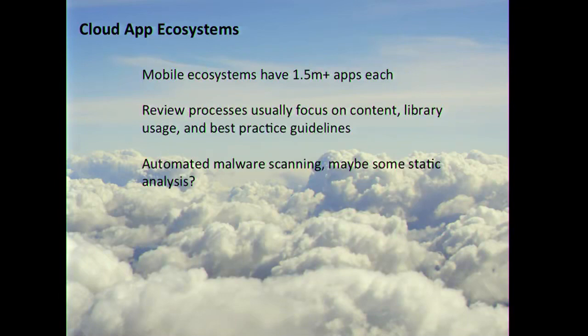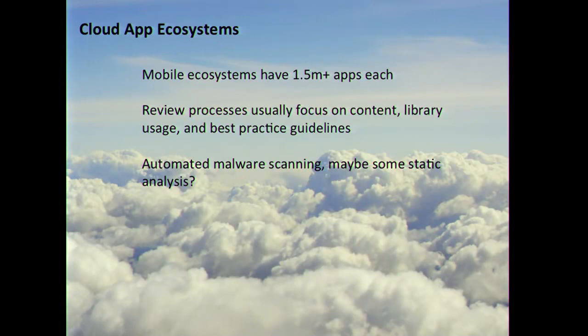So in the marketplace today, we have some mobile ecosystems with millions of apps. I didn't go through and do any data analysis of how many of those apps actually do something other than put an icon on your home screen, but let's assume that there are several. The mobile app ecosystems that are prevalent in the market today have review processes focusing on content, library usage, and best practice guidelines. I'm assuming that a lot of them do automated malware scanning. Some of them probably do some cool static analysis. We do have some pretty smart companies managing these ecosystems, right? But there are millions of apps, and there is a product security team of tens of people probably, right?